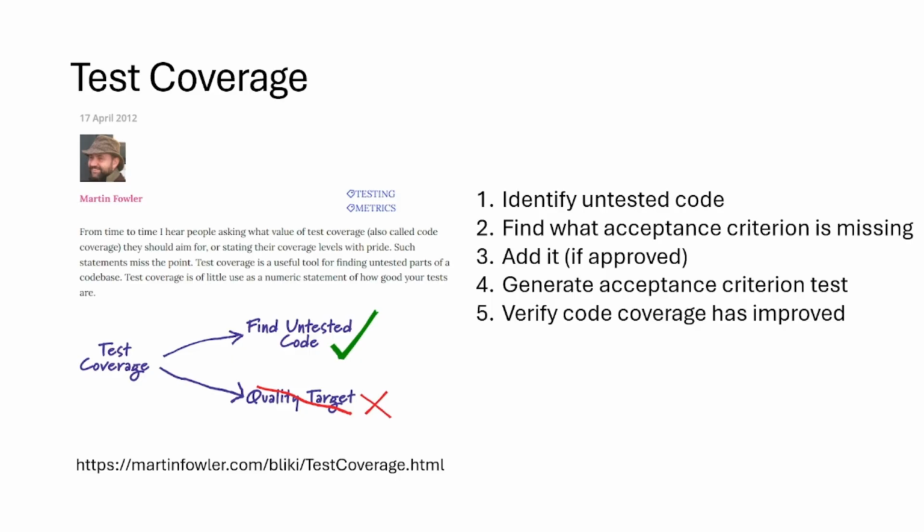But more likely an acceptance criterion was missing, and then you figure out whether that acceptance criterion is truly missing. You have to ask your product manager, and then you ask the bot to generate an acceptance criterion test for it. And once that is done, you calculate the code coverage again, and you see whether it has improved.